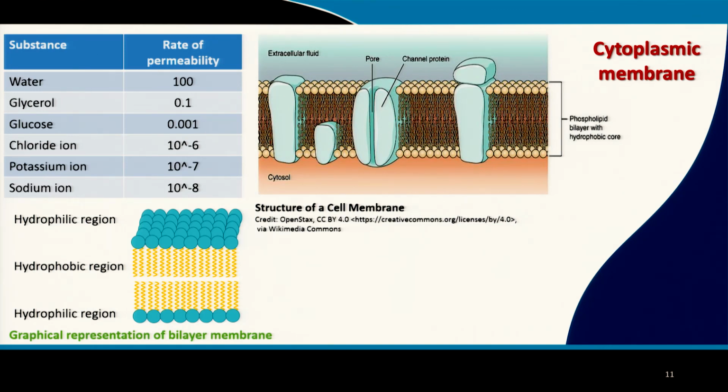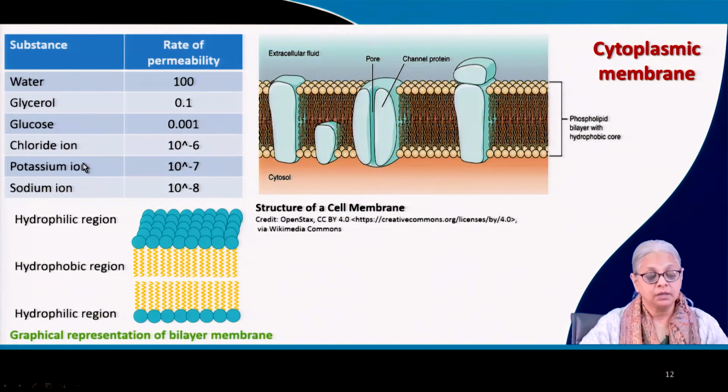And similarly, for the potassium ion, it would be 10 to the power minus 9, and for sodium, it would be 10 to the power minus 10. So that's how impermeable the membrane is to almost everything. Okay, so it's relatively impermeable, and it becomes permeable only because of these transmembrane proteins.